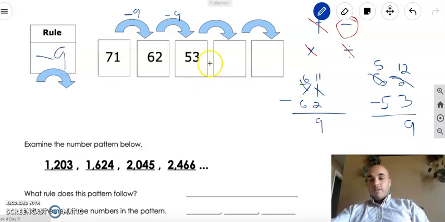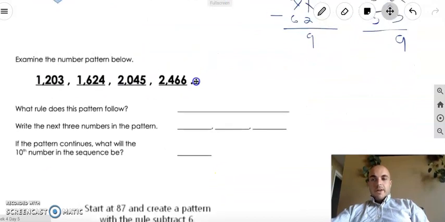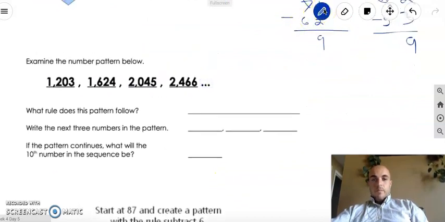So now I just need to subtract from there. So 53 minus 9 is 44. 44 minus 9 is just 55. Awesome. Okay. So let's look at this number pattern here. I have much larger numbers here and much more questions to be asked about it.